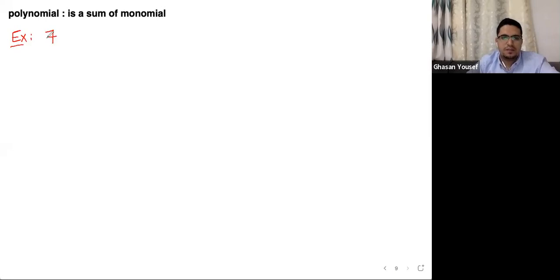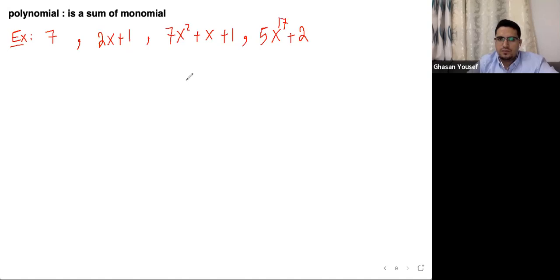The number 7 is a polynomial. 2x plus 1, this is a polynomial. 7x squared plus x plus 1, this is a polynomial. 5 times x to the power 17 plus 2, this is a polynomial. Okay, so it's a sum of monomials: one monomial, two monomials, three monomials, whatever. A sum of monomials is called a polynomial.